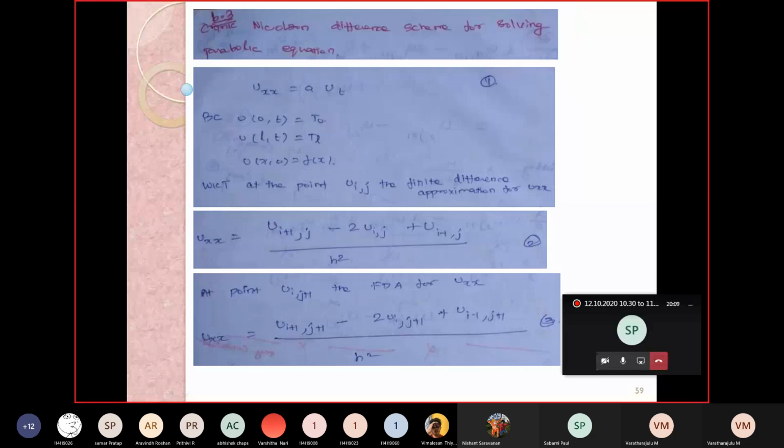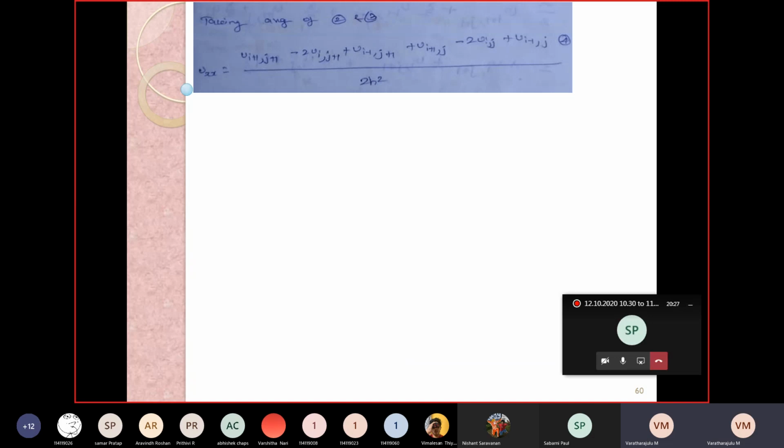Yes, okay. Then we need to add the RHS. Therefore, we'll get 2 in the division: ui plus 1 comma j plus 1 minus 2 ui comma j plus 1 plus ui minus 1 comma j plus 1 plus and so on. Let this equation be equation number 4. And what was equation number 1? The basic equation. Equation 2 is uxx in terms of j, and equation 3 is uxx in terms of j plus 1, and this is equation number 4.